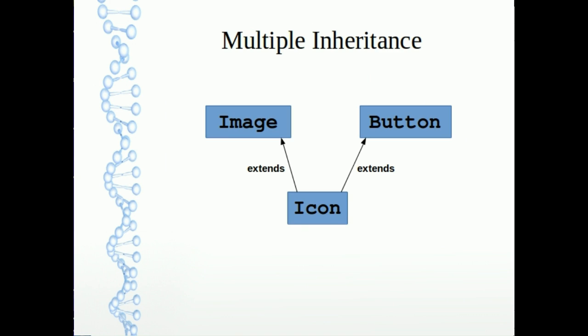Some languages allow multiple inheritance, where one class can inherit from many other classes. In this example, the icon class inherits all of the members from the image class and all of the members from the button class.